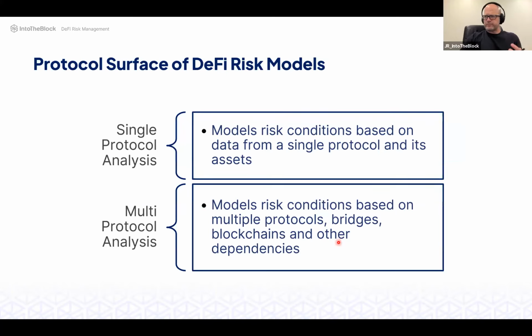And then when you think about the protocol surface of these things, many risk models are focused on a single protocol. So you're looking at liquidations in a lending protocol, or slippage on an AMM, and some other things cover many protocols. You're looking at liquidations in a lending protocol, but it just happens that you used a bridge to get to that blockchain for that lending protocol. So you're looking at activity in that bridge and things like that.